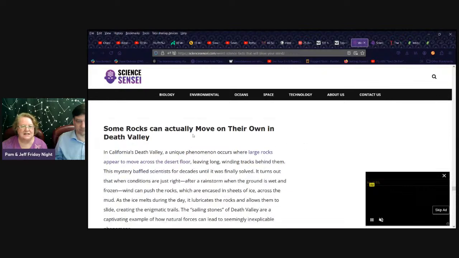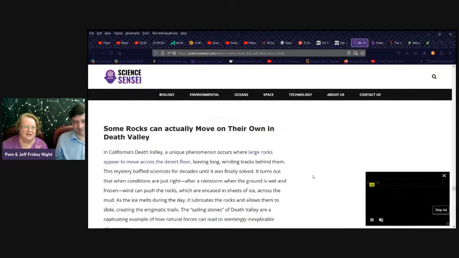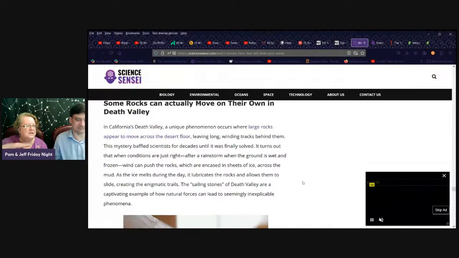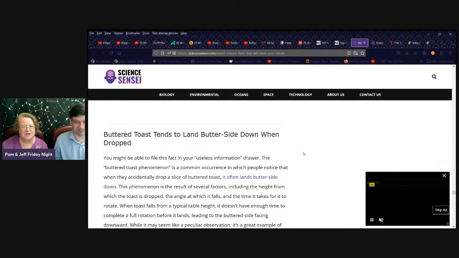Yeah, some rocks actually move. Well, not on their own. I think they figured that out finally. Yep. They get blown around when it freezes, because sometimes it will freeze in this area. The wind will allow them to skate across that surface. Very cool stuff. What's this one? Oh, buttered toast tends to land butter side down.